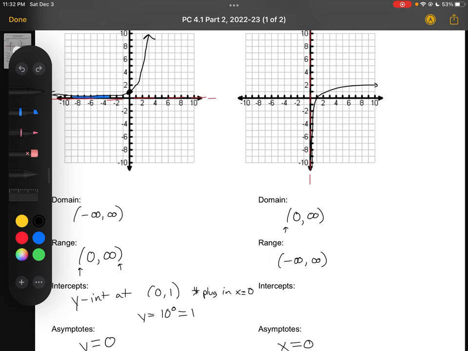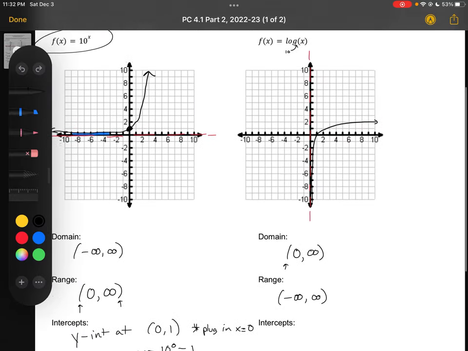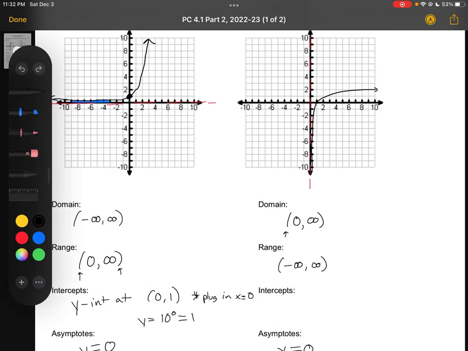For these ones, we never actually touch the y-axis unless it is physically shifted. So in our base form, we have no y-intercepts, but we do have an x-intercept. So if we are plugging this one in, we have the log of x. And when we're doing this, if we plug in 0 for our y value, this will allow us to solve for our x-intercept.